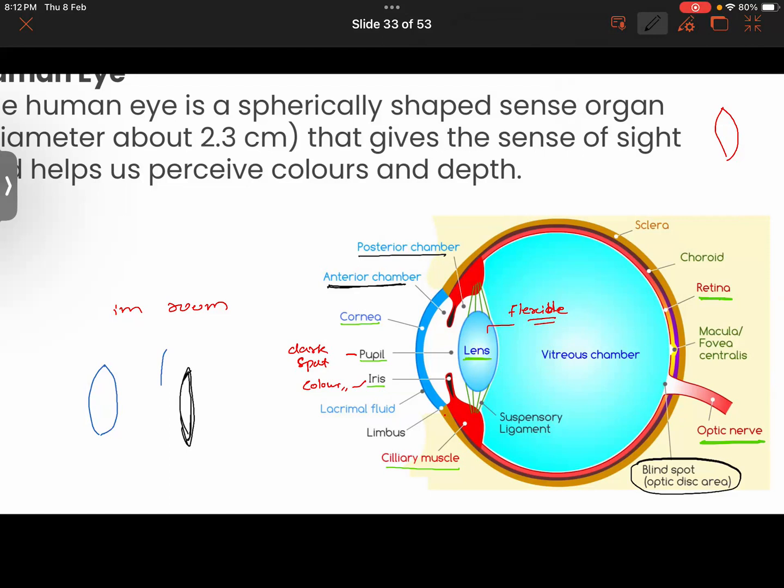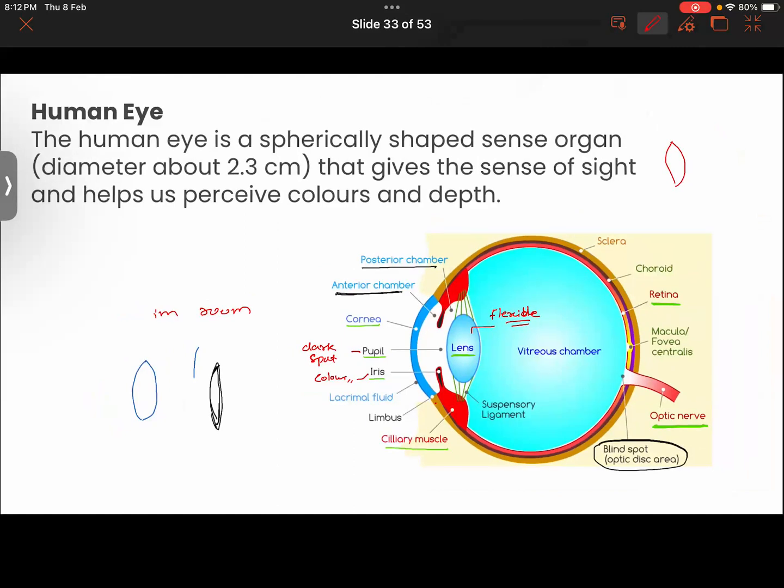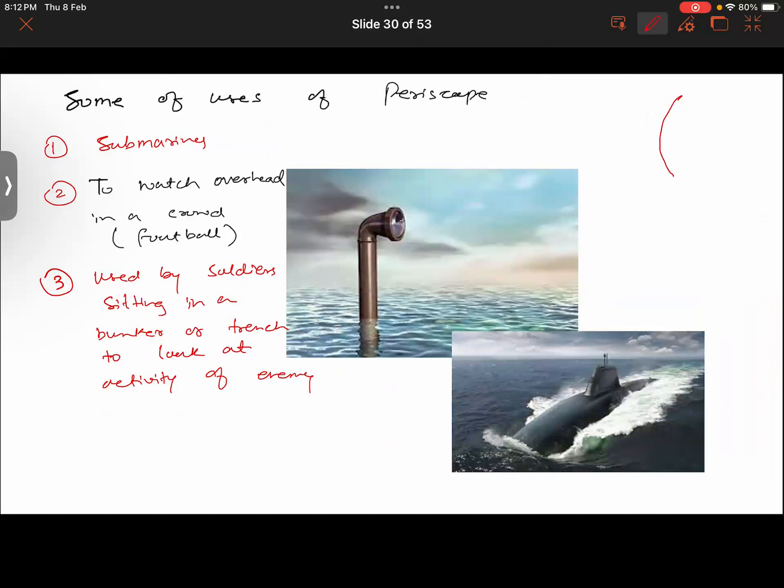Also, you need to know one more thing: this is not a mirror but a lens. Do you understand the difference between a mirror and a lens? In the case of a curved mirror, mirrors reflect light and lenses allow light to enter, and refraction happens there. It will either converge or diverge the light rays.